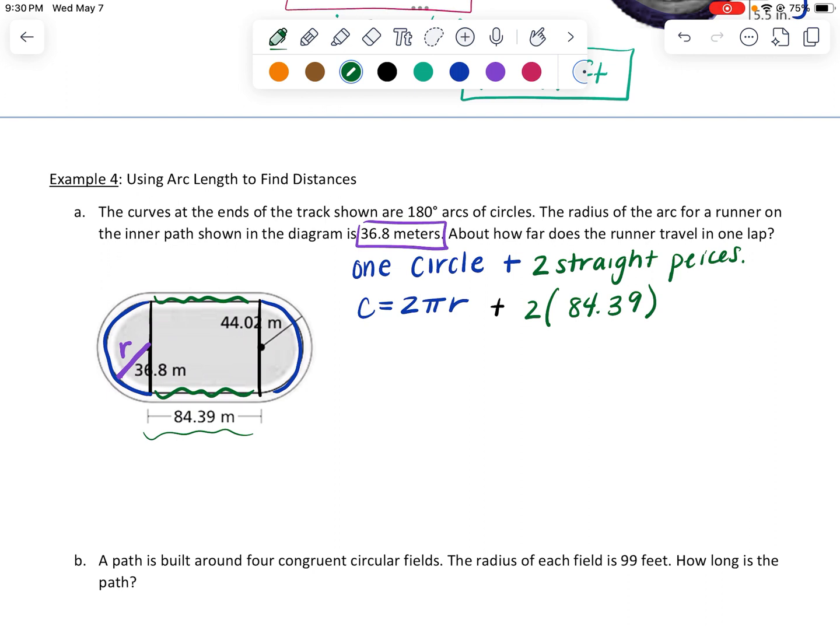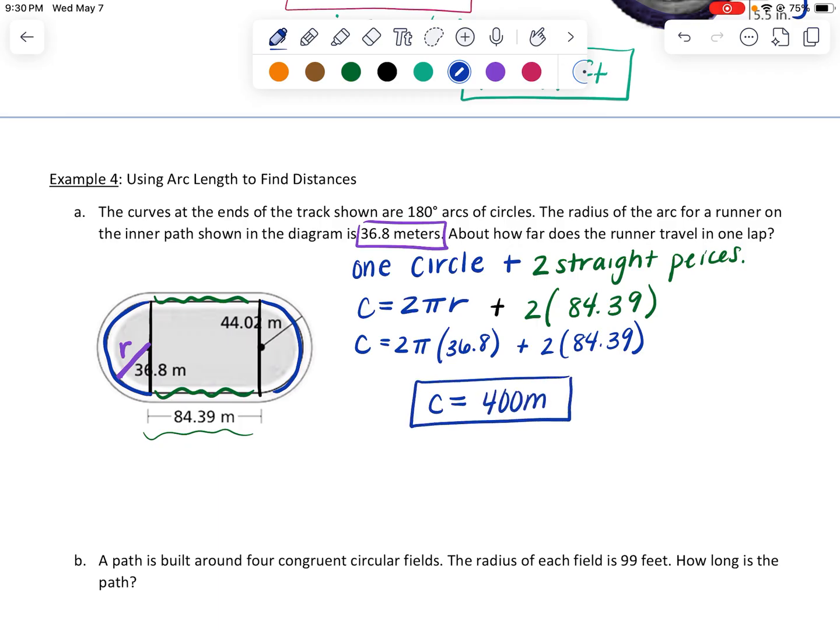And so my job is really just to find the circumference of a full circle, that inside path. And so I'm going to go ahead and do that. Circumference is equal to 2 pi, and that radius was 36.8. And then I'm going to add it to that 2 times 84.39. And I'm just going to plug all of that into my calculator, including the pi, everything at once, okay? And I get that the circumference is 400 meters. Right? And we know that a lap around the track is 400.